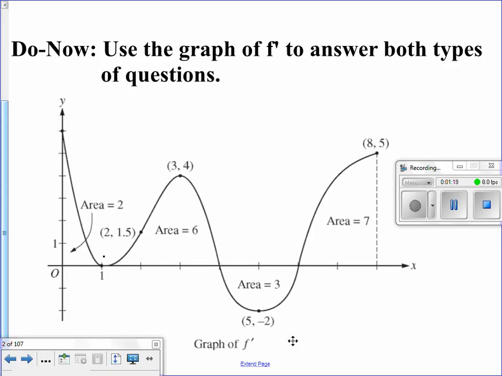In other words, you're looking at a graph for the derivative, and then you got to answer questions about the function. Sometimes you'll be given an accumulation function, and sometimes they'll just say, hey, here's the derivative. So I just wanted to make sure that you were comfortable with both.